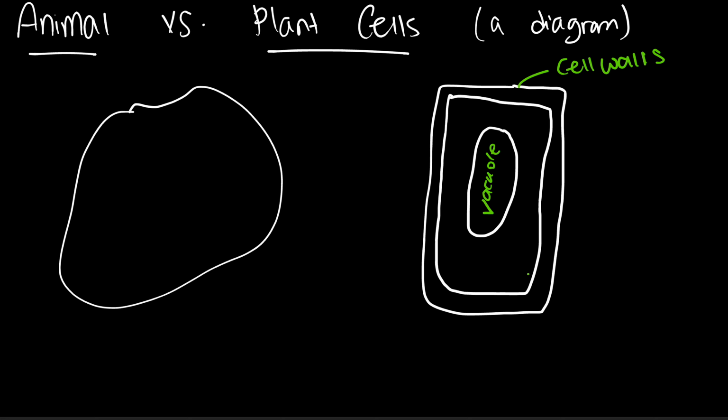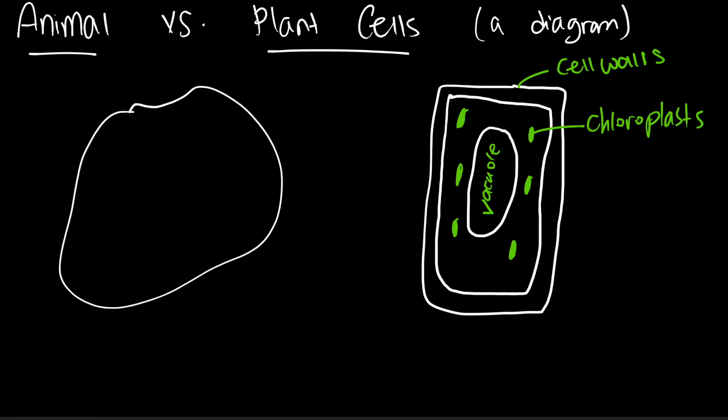And plant cells also have chloroplasts, which are these green things that do photosynthesis. So they have chloroplasts. And yeah, that's pretty much it. Cell walls, vacuoles, and chloroplasts.